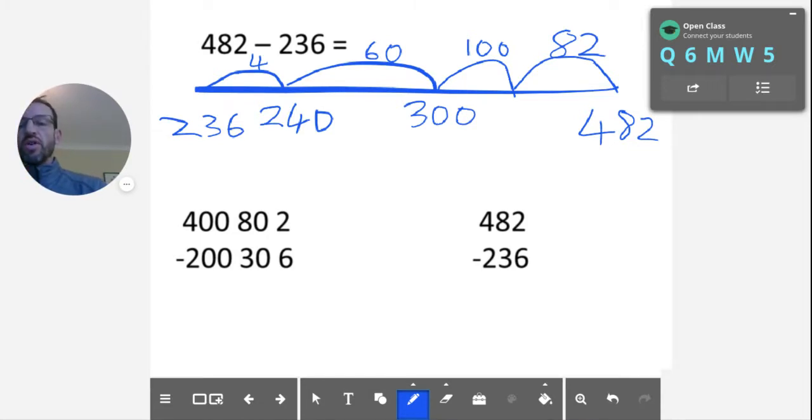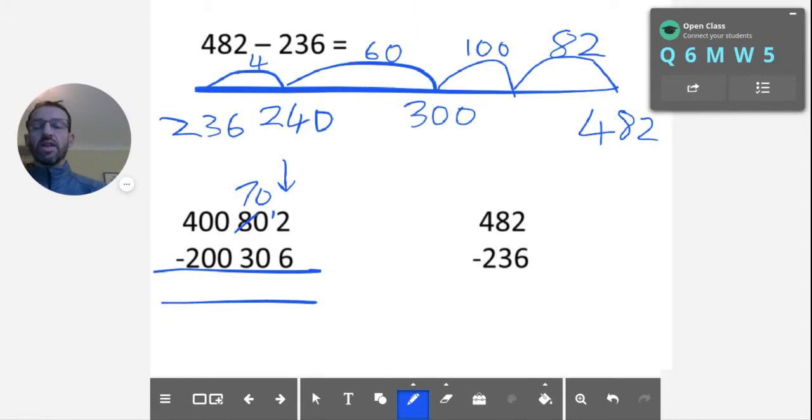You might want to partition or use the expanded method here, in which case you can see straight away that the 6 cannot be taken away from the 2 in the units column. So you're going to have to do some exchange or borrowing on this one. So instead of 80, we're going to end up with 70 here. And we carry that 110 back down to there, so it becomes 12.